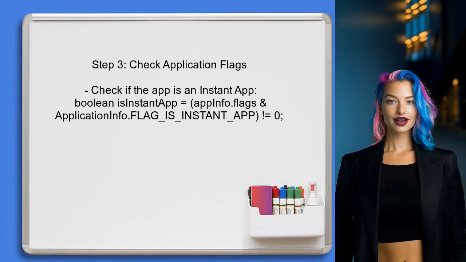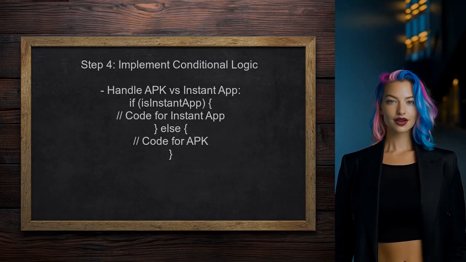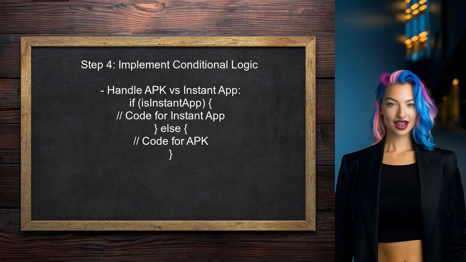Now, the user can check the flags of the ApplicationInfo object. Specifically, they should look for the flag that indicates whether the app is an Instant App. Finally, the user can implement a conditional statement to handle the different application types accordingly. This allows for tailored functionality based on the app version.